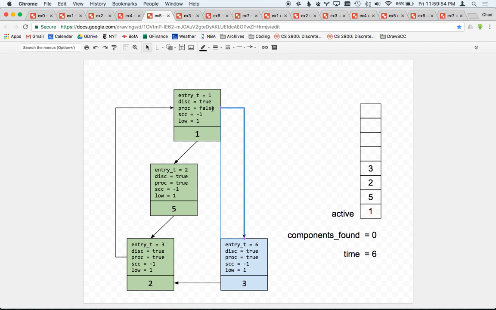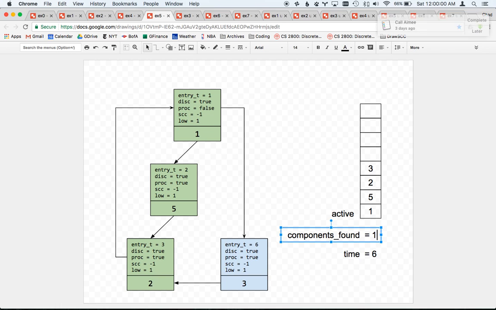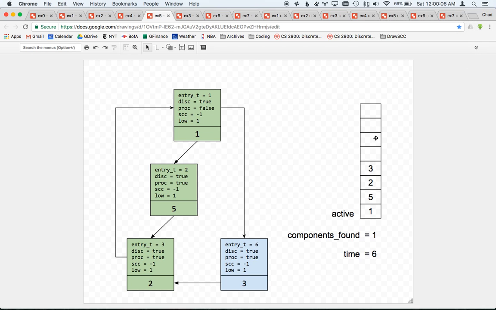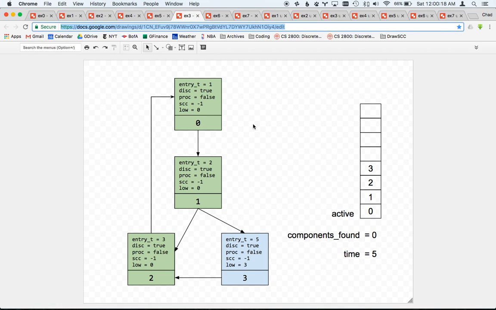I process vertex 1 late, which means that I check to see whether low of 1 equals 1. It does. I increment the components found, and then I pop all of these vertices off the stack and mark each of their strongly connected components as 1. Again, I am going to skip that step for time purposes.